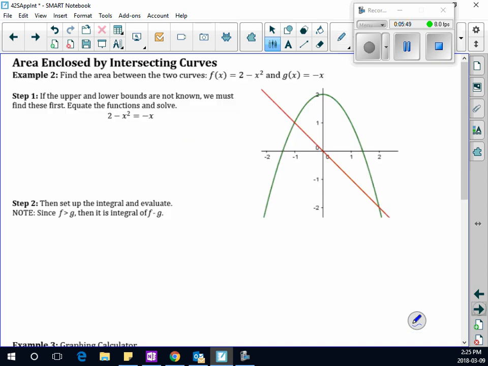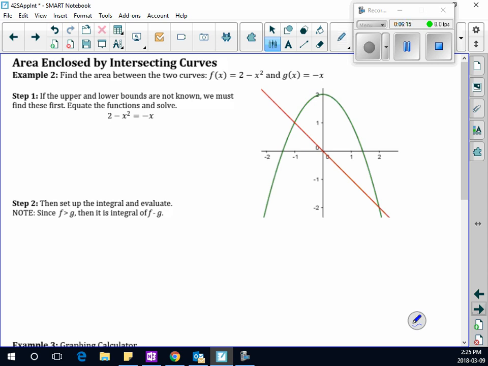Okay, so now we're going to find the area enclosed by intersecting curves. Although I showed you the graph of this, again, this is a non-calculator question. So I don't know what's above, I don't know what's below, and the question says find the area that's basically enclosed by the two curves. So this is where I was saying you don't have the upper and lower bound here. You have to figure it out.